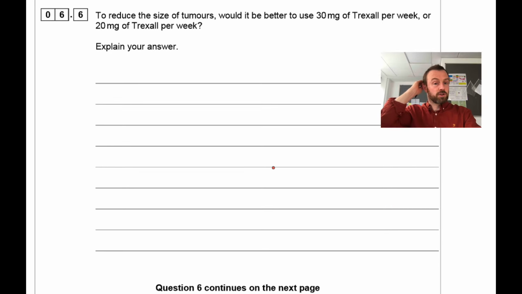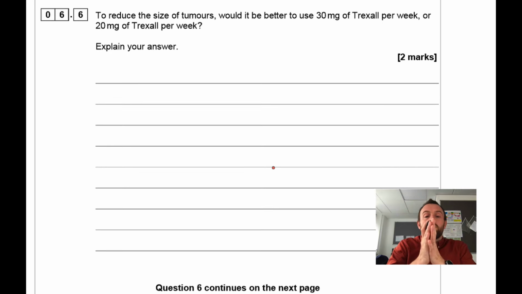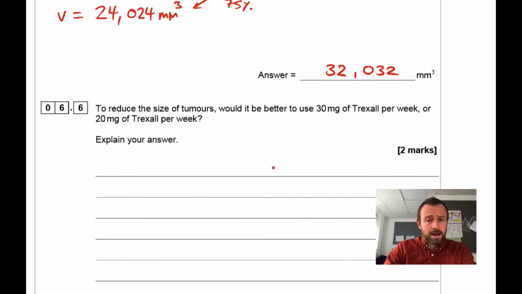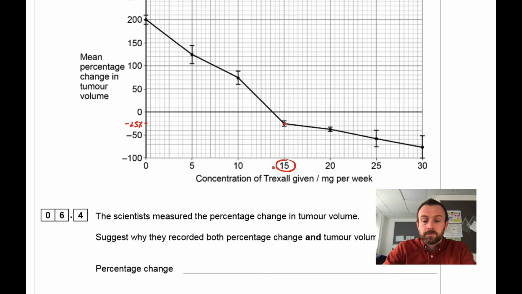(6.6) To reduce the size of tumors, would it be better to use 30 milligrams of Trexel per week or 20 milligrams of Trexel per week? Well, my initial thought is use 30, but let's go back and look at the data. I think it is better. Okay, so 30 is better.